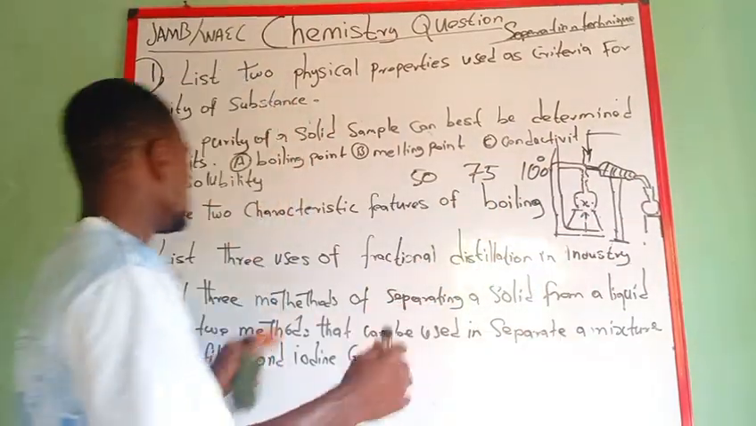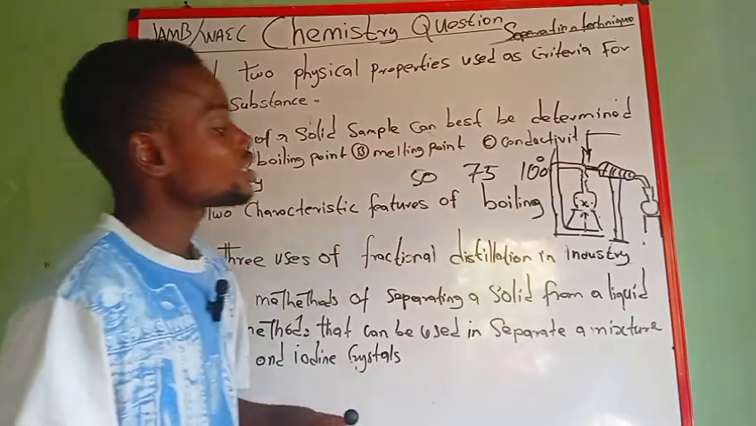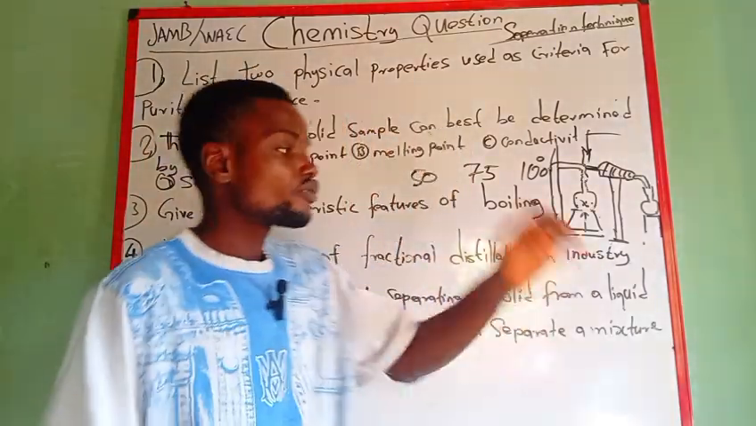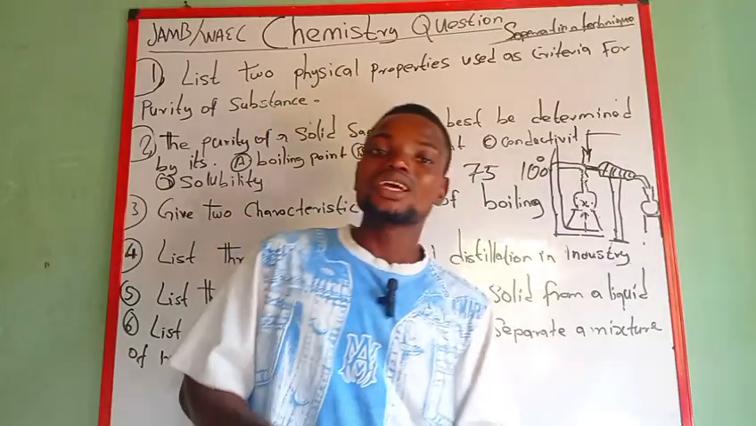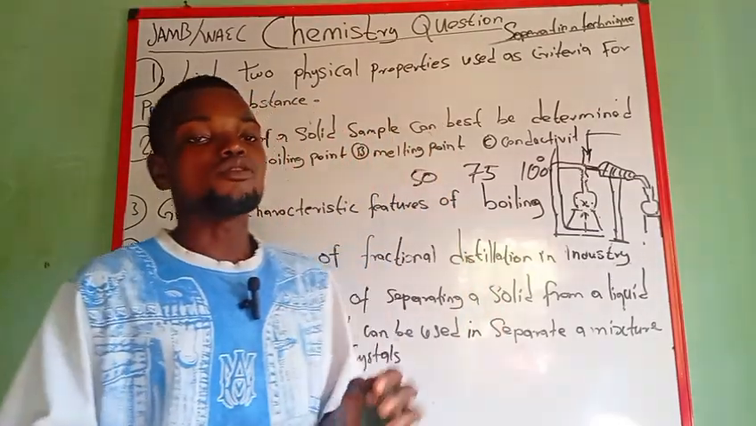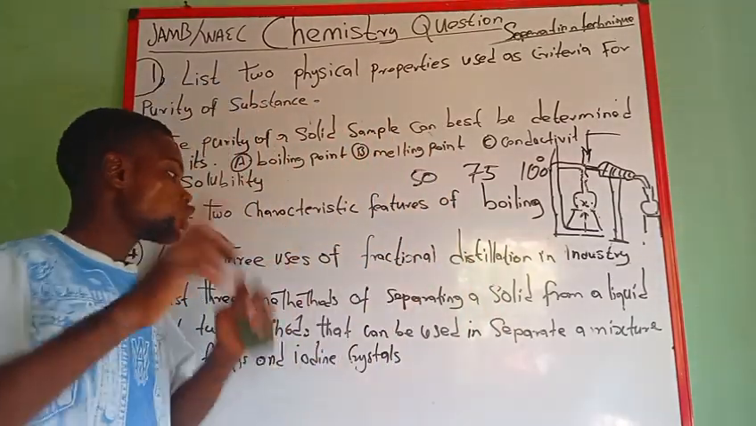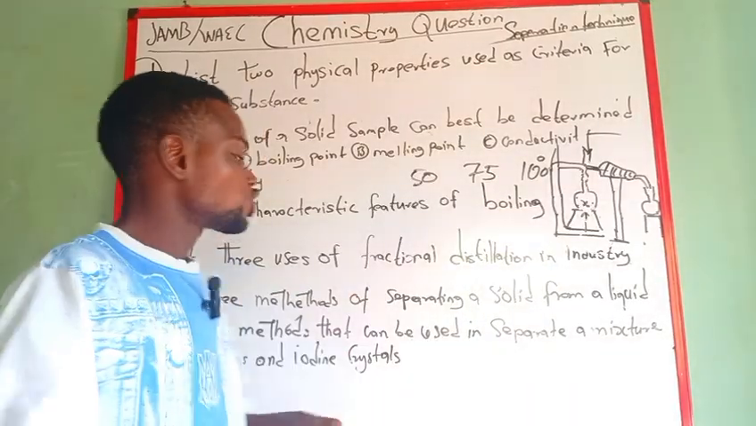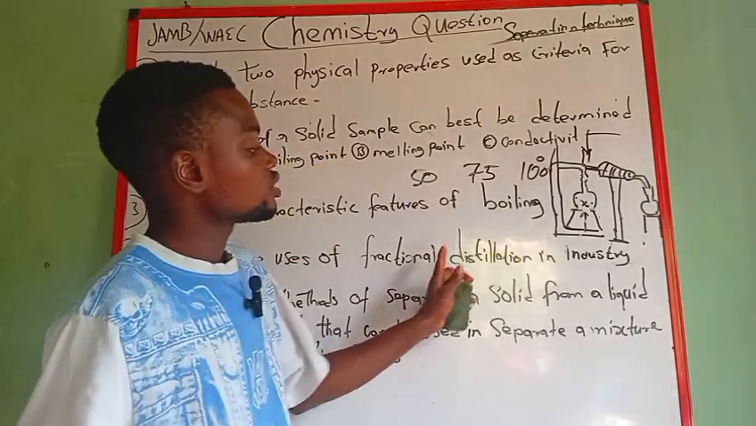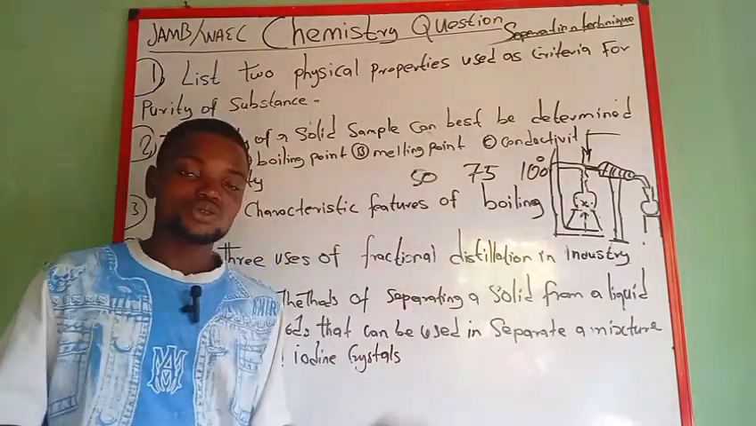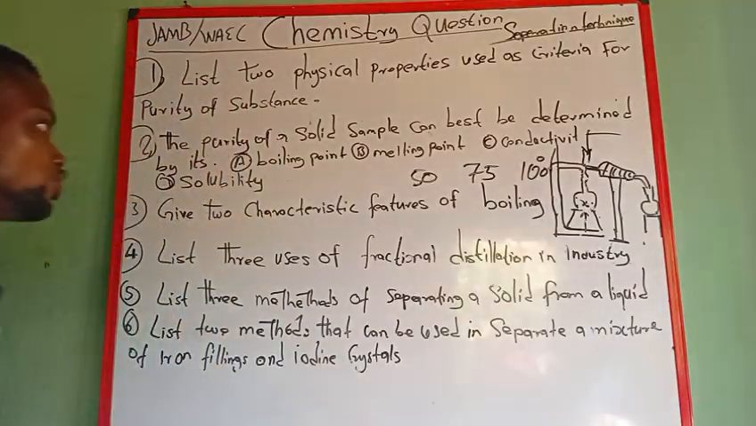Fractional distillation. But here we're asked to list three uses of fractional distillation in industry. The first one is separation of what? Crude oil. The second one is obtaining of liquid oxygen. Now, the third one, let me know in the comment section what the third use of fractional distillation is. There are so many other uses.